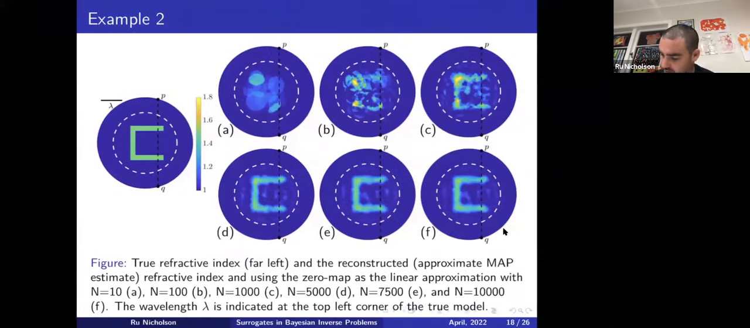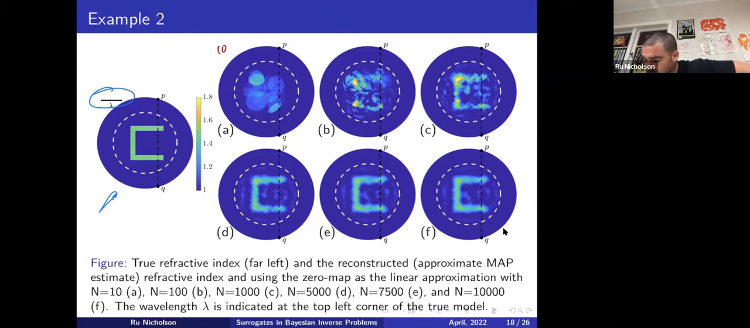And so what does this look like? Here's the resonator. This is the truth. Here's the particular wavelength that we used. And this is looking at the convergence in the number of samples. For a low number of samples, this is with just 10 samples, you can see that the MAP estimate is essentially meaningless. But an interesting thing is you can see that it's made up of a combination of, or projection onto, those 10 samples.